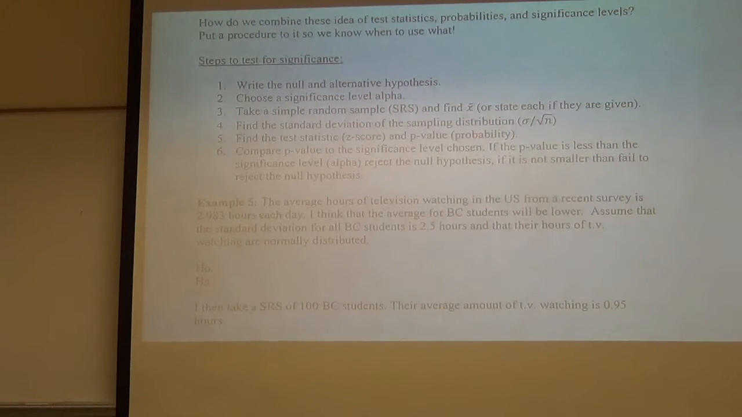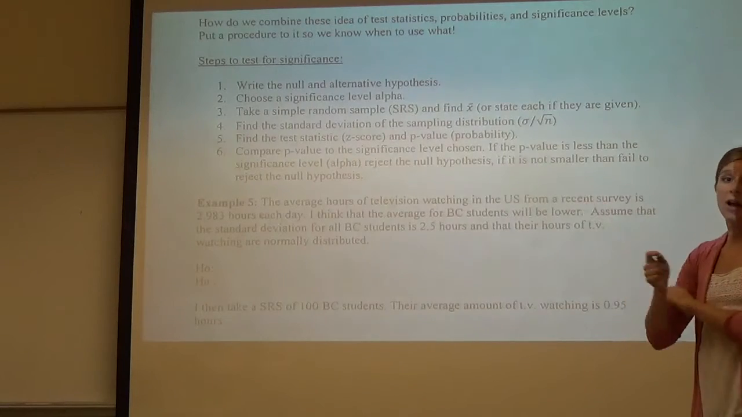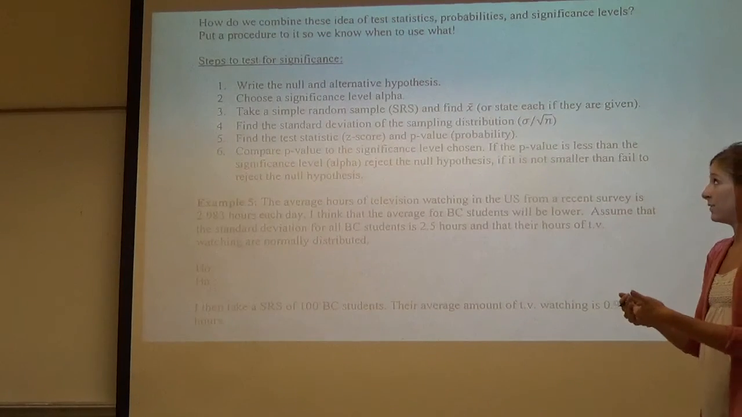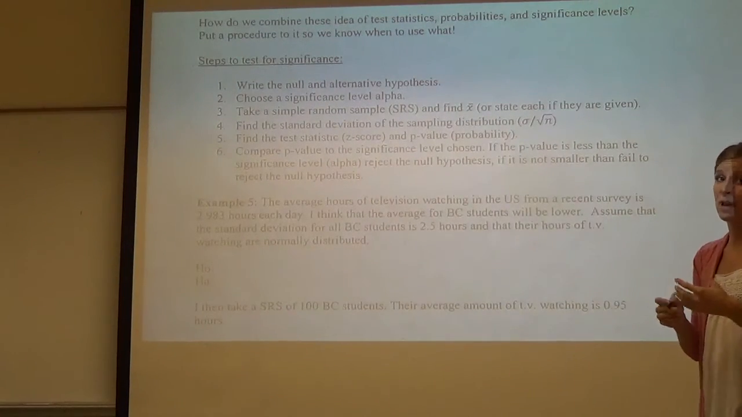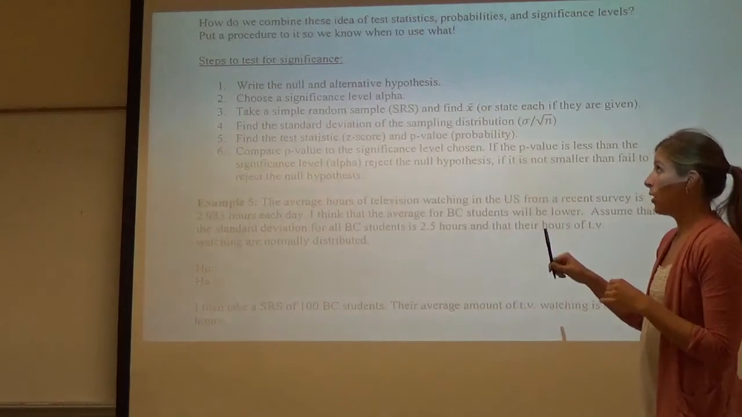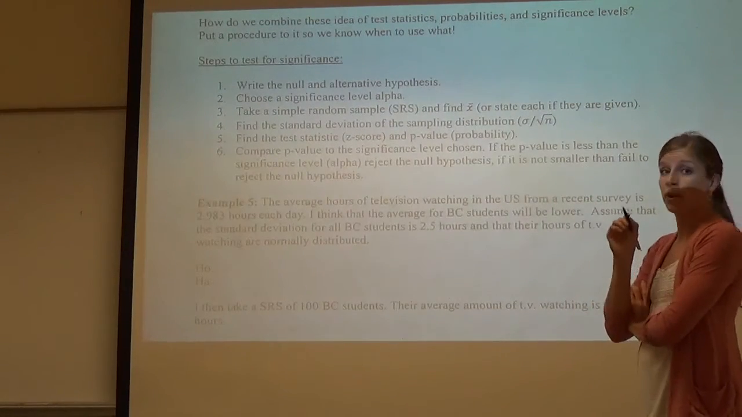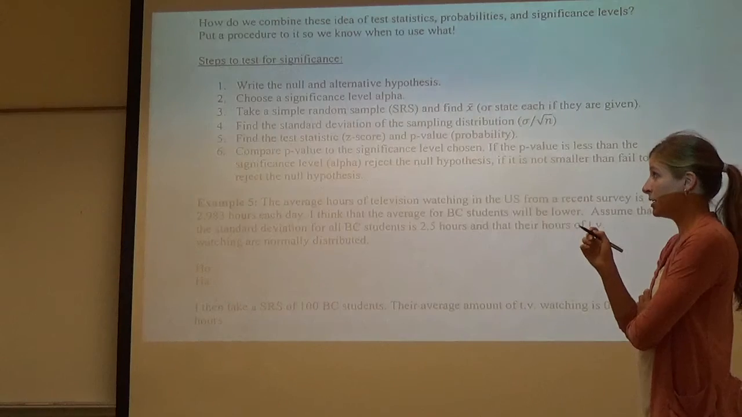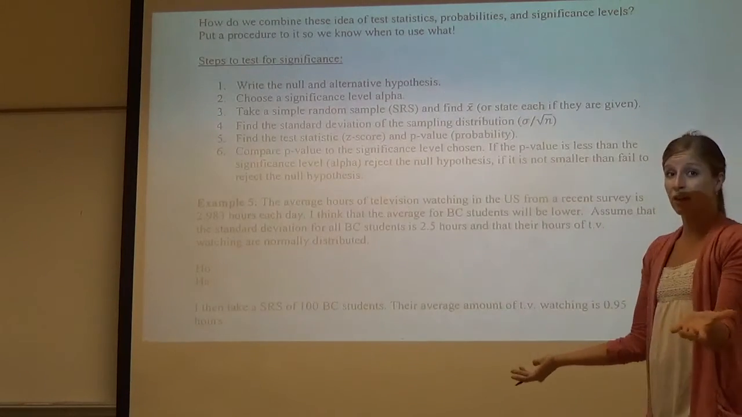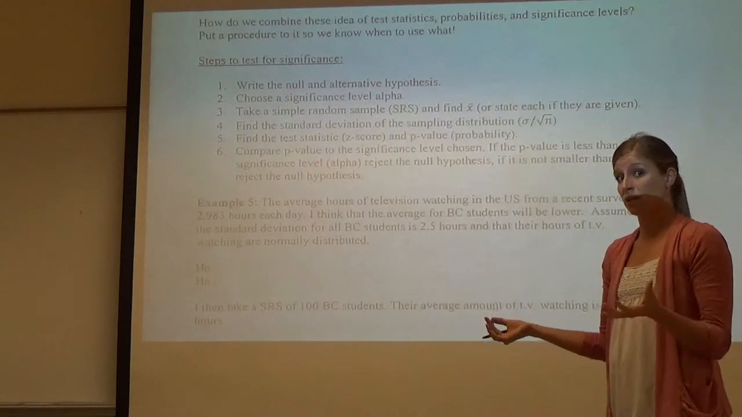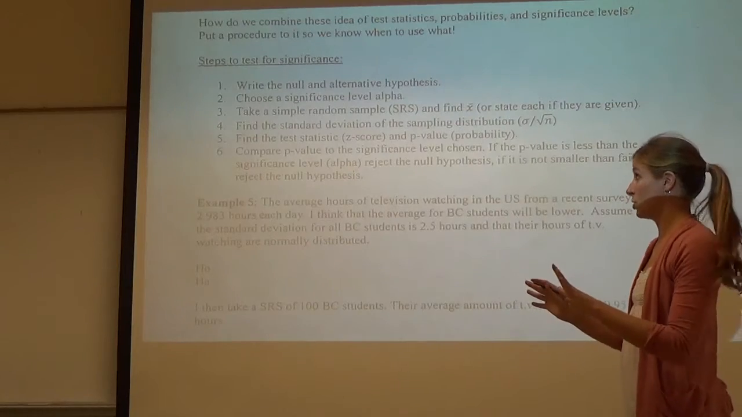Okay, so at this point we're going to combine all of these ideas and figure out how to actually perform a significance test. We can do this in a few steps. The first thing we're going to do for all of these is start by writing our null and alternative hypotheses. Second, we'll choose a significance level. Like I said, that's based on the researcher, so we'll just choose what we wish for that.